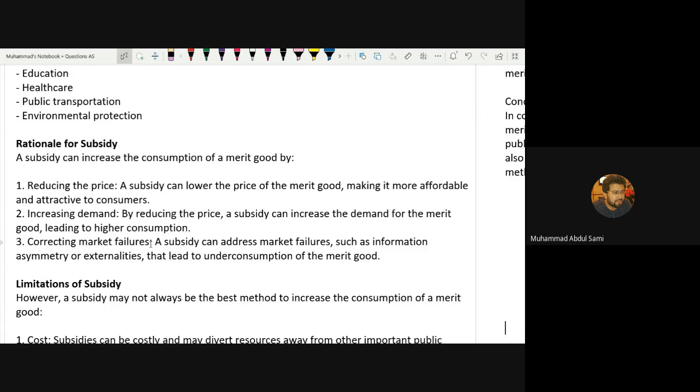So a subsidy can address market failures such as information asymmetry or externalities that lead to underconsumption of the merit good. When the government sees that there is an underconsumption of the merit good, by providing the subsidy, by decreasing the price, there could be a reduction in the price and people may start to consume more of that merit good.